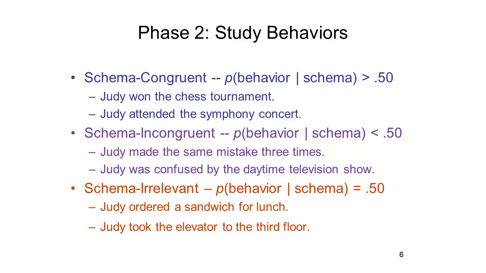For schema incongruent behaviors, the probability of the behavior given the schema is less than 0.50, approaching 0. Given that Judy's very intelligent, it's very unlikely that she made the same mistake 3 times in a row. And for schema irrelevant behaviors, the probability of the behavior given the schema is 0.50, just chance. Given that she's smart, Judy might have ordered a sandwich for lunch, or she might have ordered a salad.